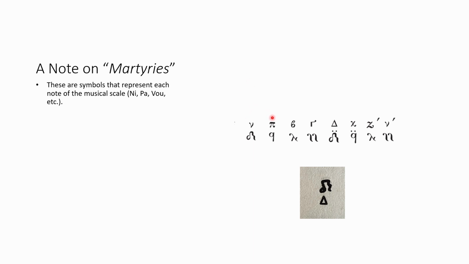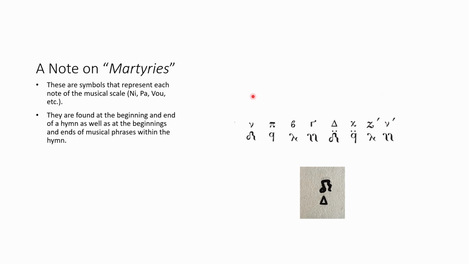Ni, pa, vu, ga, di, ke, zo, ni, right? And those are the Greek letters. They are found at the beginning and end of a hymn, as well as the beginnings and ends of musical phrases within the hymn. So these symbols in their entirety, the letters and these symbols underneath, are used as markers to tell the chanter which note he should start or end a hymn or phrase of music.